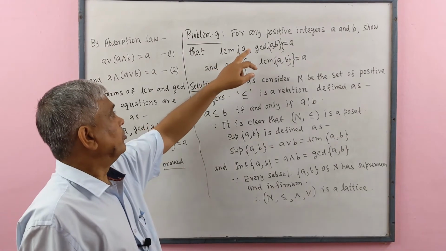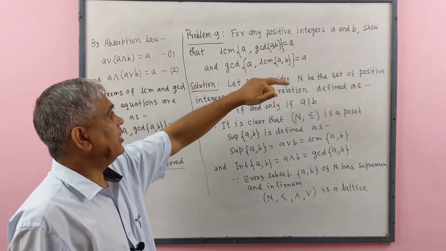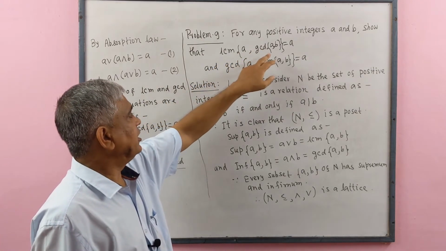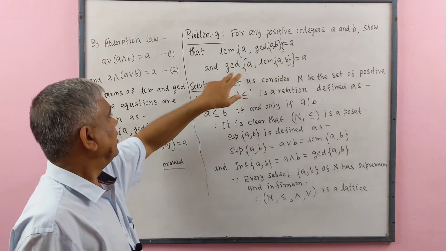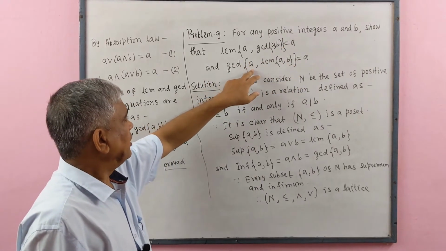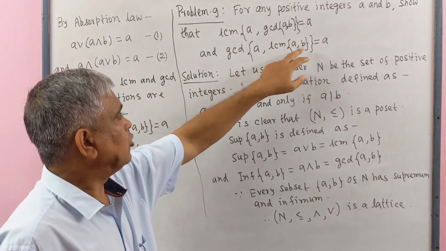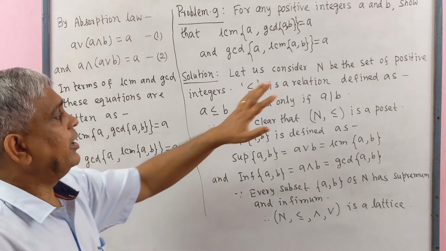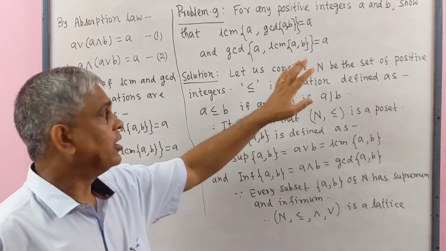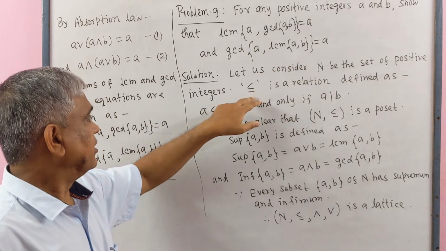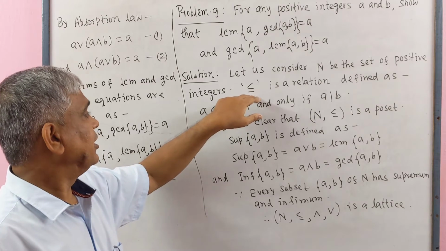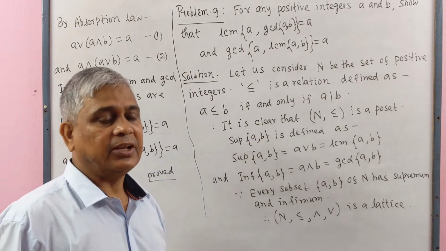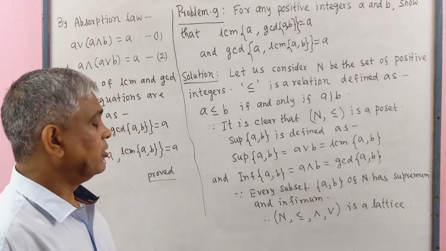Now problem 9. For any positive integers A and B, prove that LCM of A comma GCD of A comma B equals A, and GCD of A comma LCM of A comma B equals A. We have to prove this. Let us consider N to be the set of positive integers. The relation is defined as A is related to B if and only if A divides B. Here the relation is divides.